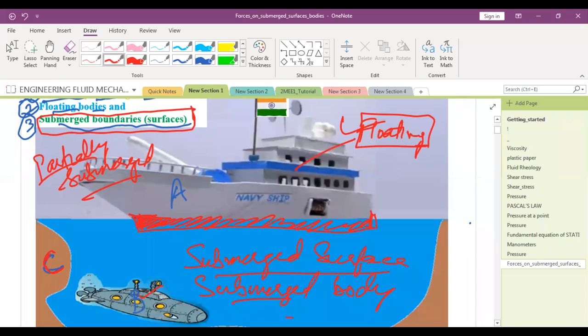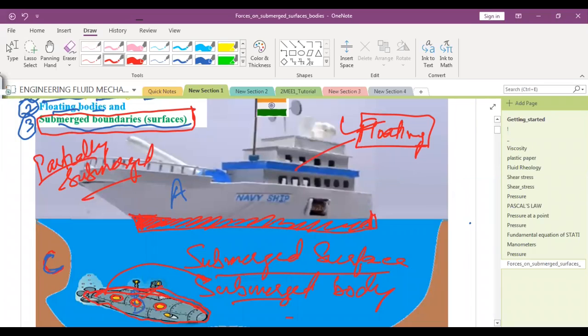So when the entire object is submerged without any surface outside, that is a submerged body. Whereas a submerged surface can be a part of a body which is floating, but still a part of its surface is underneath. Okay. So if you want to analyze this entire body, this is a submerged body. So you want to analyze these glass windows only. So these are what? Submerged surfaces. You want to analyze this surface only. What is this? Submerged surface.